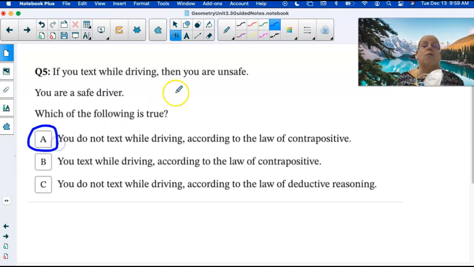Okay, because remember the contrapositive, they switch places and they add in the word not or take out the word not. So notice this kind of moved over here, and the un was taken out of it, so that means we're safe. Okay, then we don't text because there's no not or negation in here, so we had to put it in. Okay, so that's our answer.